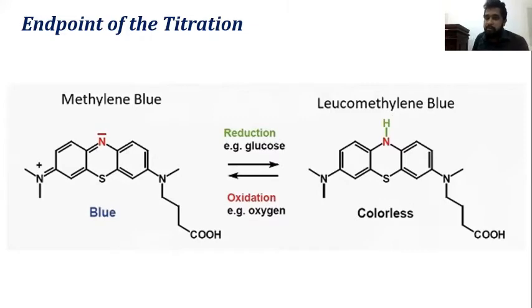The primary reason for using heated conditions in this titration is that leucomethylene blue, which is used to identify the endpoint, can easily react with atmospheric oxygen and oxidize into methylene blue again. Okay, when you are doing this experiment, if you keep it aside after doing the titration, then definitely you will observe the blue color again. Is that clear?